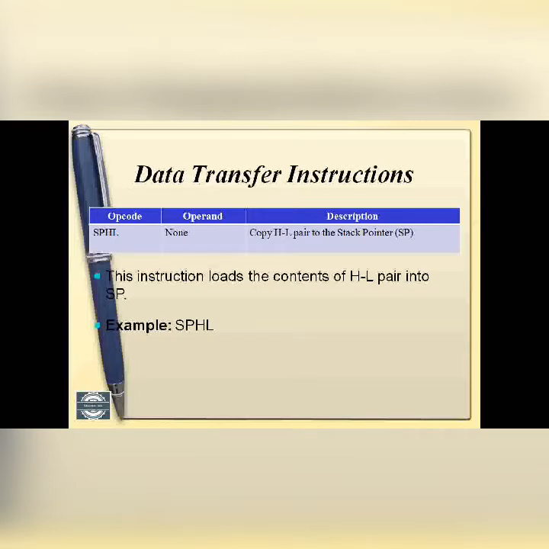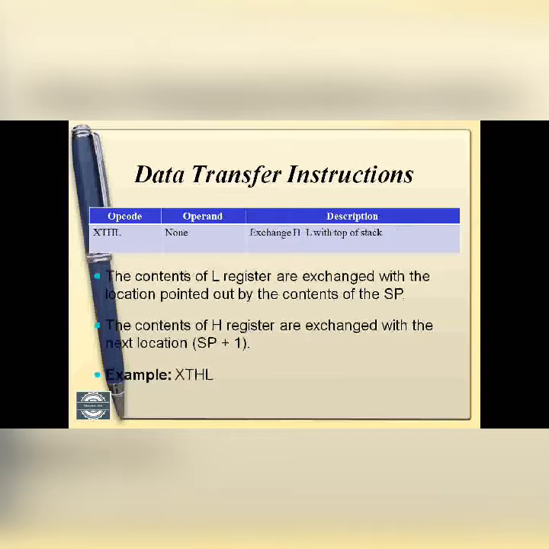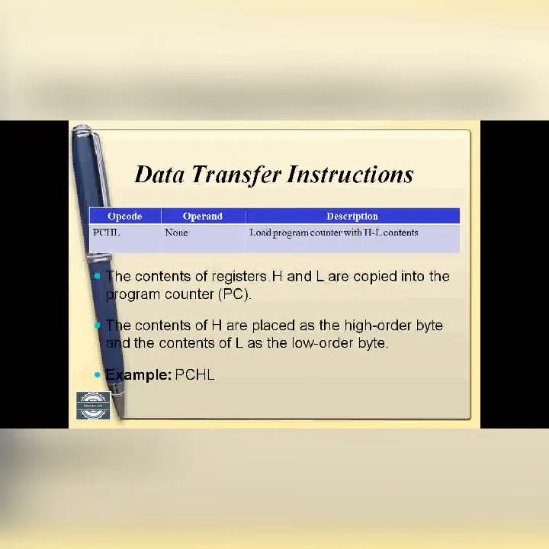Next, we will start discussion over XTHL. This is exchange of HL with the top of stack. Here the content of H is exchanged with the memory at SP plus 1. Here also the data transfer is going on.